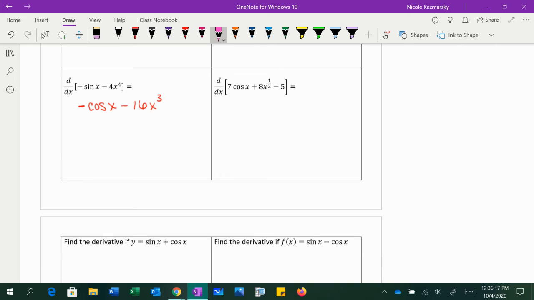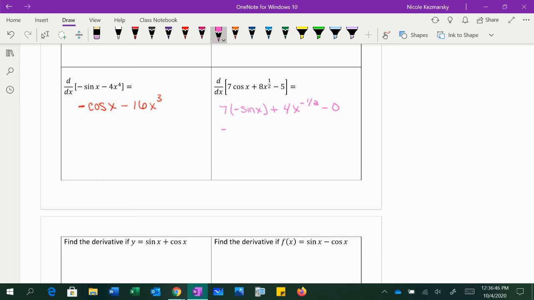For the next one, I have 3 terms, so I'm just going to go right down the line. I'm going to say the derivative with respect to x of 7 cosine of x. So the 7 sticks around. The derivative of cosine is negative sine of x. Plus 8x to the 1/2. I'm going to do 1/2 times 8, which is 4. x to the negative 1/2. And then the derivative of 5 is 0.